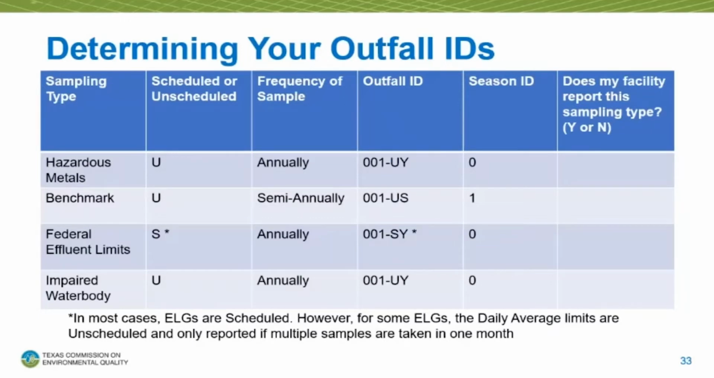And then making sure you know what to look at in the Net DMR system. So for example, if you are needing to report your hazardous metals because you had an exceedance, you should know that those are going to be unscheduled. So you're going to have to go to the unscheduled limit set to report those. So this is a quick summary of the different sampling types and a refresher on what those are. And so then you can ask yourself, am I required to report any of these kinds? And that will help you know where to go in the Net DMR system and what to work from.